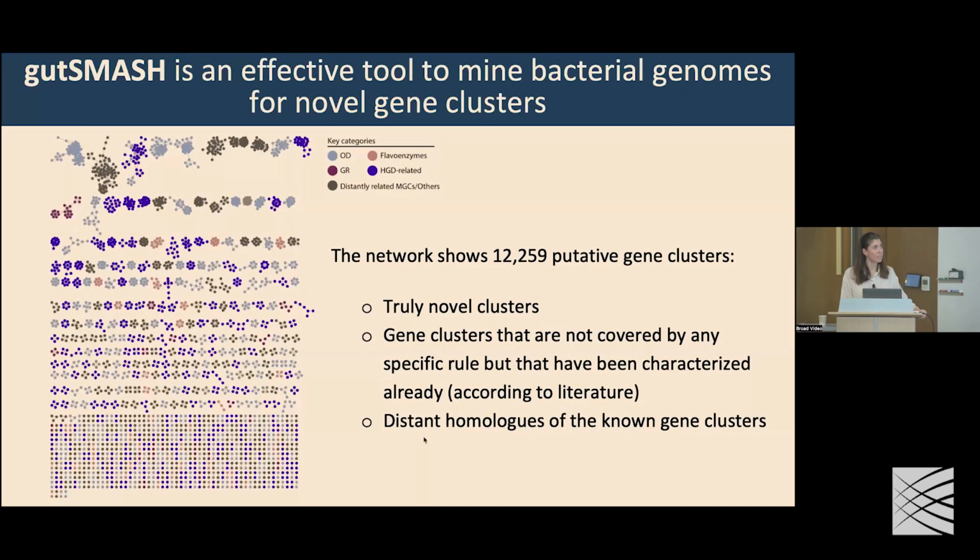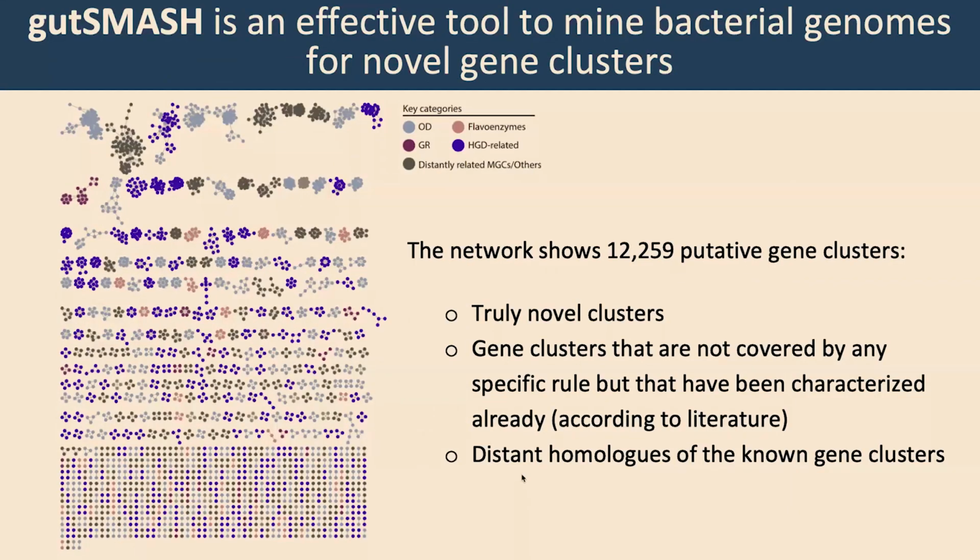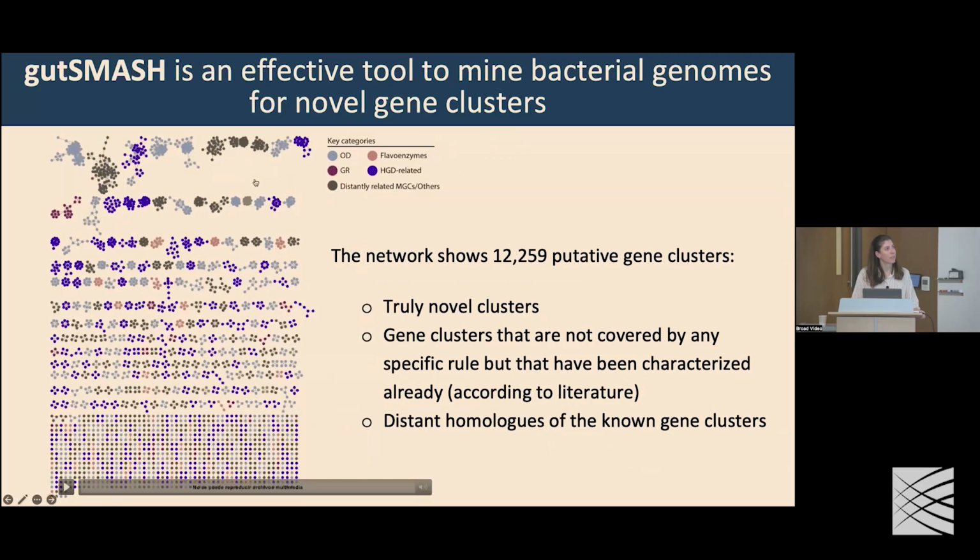Okay. And then we also decided to analyze a little bit the predicted gene clusters that were differentiated from the known gene clusters. And here, this is a network that contains 12,000 different putative gene clusters. That's because we don't know the function associated to them. They have been classified according to the key gene that they encode for.